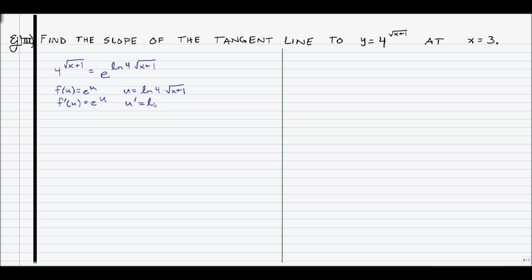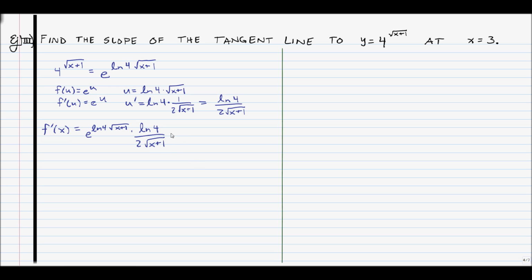But ln of 4 is a constant, or a scalar. And then the derivative of square root is 1 over 2 square root. So this will be times 1 over 2 square root of x plus 1. That all simplifies to ln of 4 over 2 square root of x plus 1. And that means that my entire derivative, my f prime of x, or in this case it'd just be y prime, is going to be e to the u times that whole mess. You know what, I'm just going to save myself the trouble. u is ln of 4 times the square root of x plus 1, times u prime, which is ln of 4 over 2 square root of x plus 1.